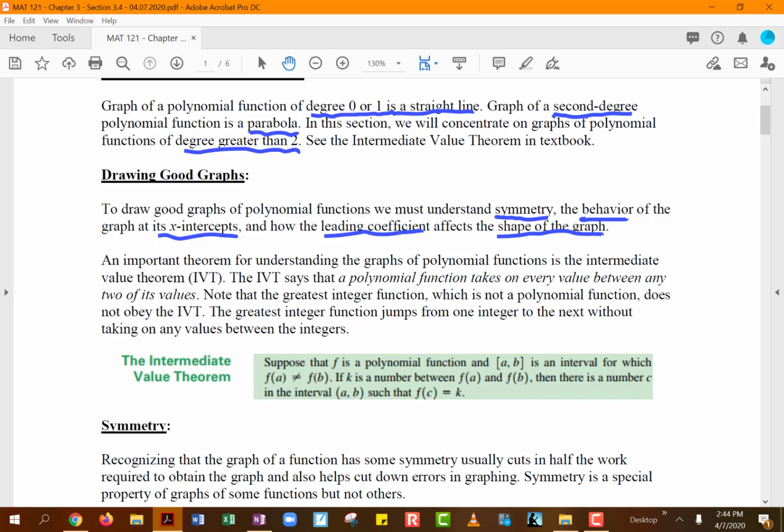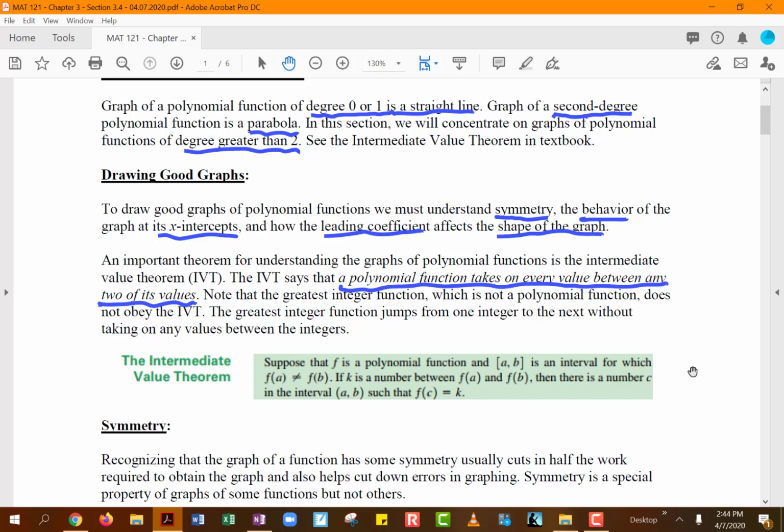Before we can get into the discussion about the graphs for these functions, we do need to understand the intermediate value theorem. Basically it says that a polynomial function takes on every value between any two of its values. What this really means is that if you are looking at 2 points on the graph of your polynomial function, for every value going from that first point to the second one, you are going to have a continuous curve, which means there's a value that exists for each point in between these two values.